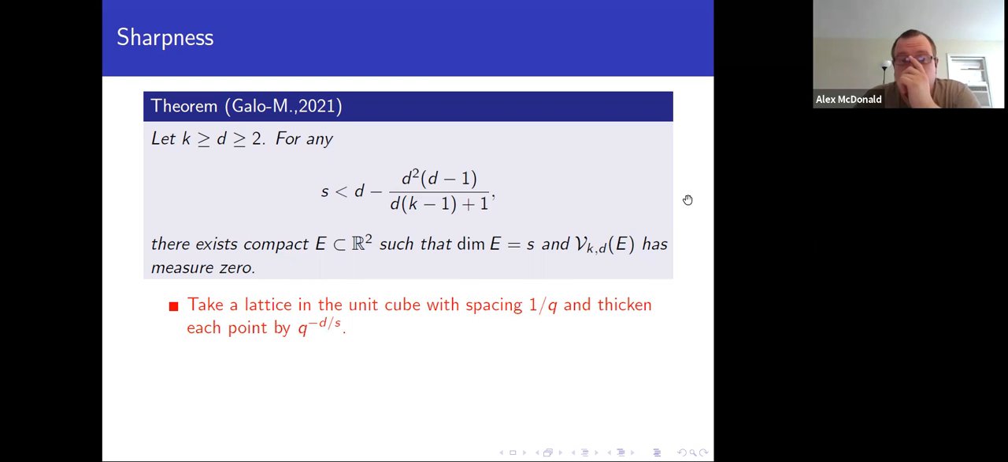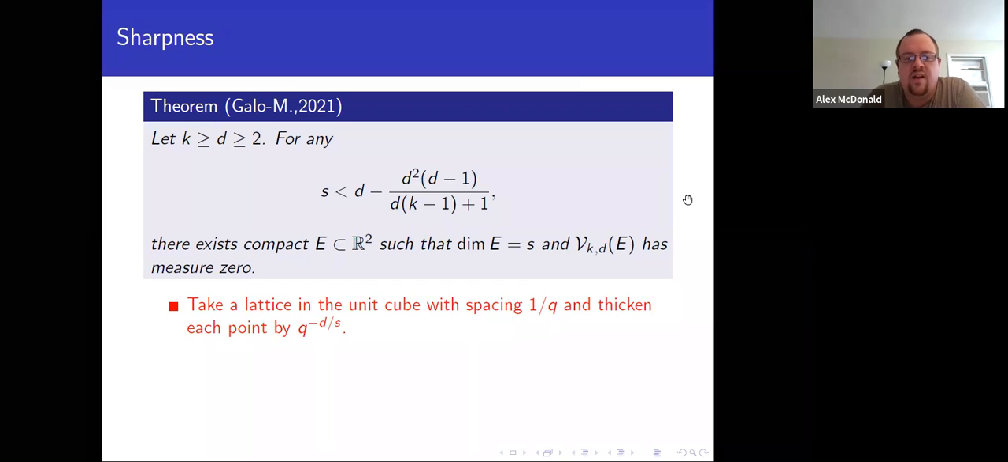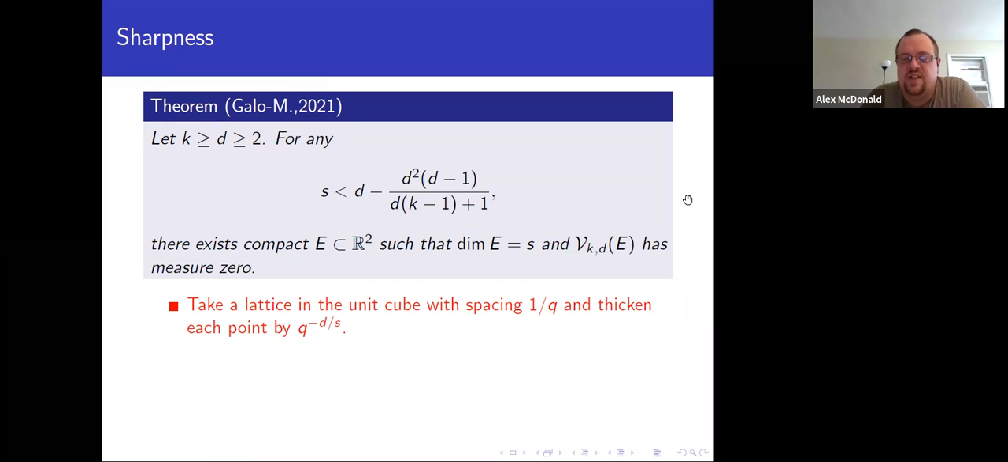Okay, so the idea here is a version of a standard example of an approximate dimension s set. You can approximate a dimension s set by taking a lattice in the unit cube with spacing 1 over q and thickening each point. So you take a ball around each point in this lattice of radius q to the minus d over s, sorry, minus s over d.